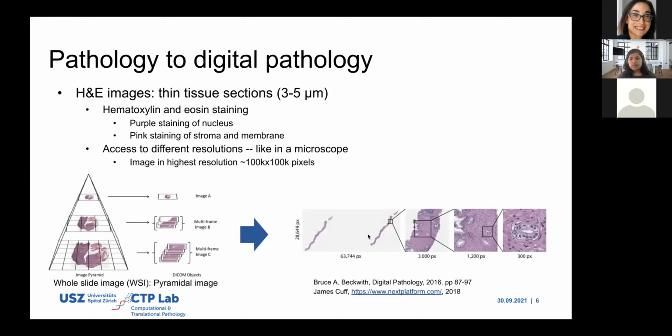So for example, here, it's a thin tissue section of probably a biopsy. And then we have access to different levels of information, like the global structures and the local and the fine-grained cell information, for example. And this data is very large, like one image can be very large. It can be as large as 100K by 100K pixels in its highest resolution.